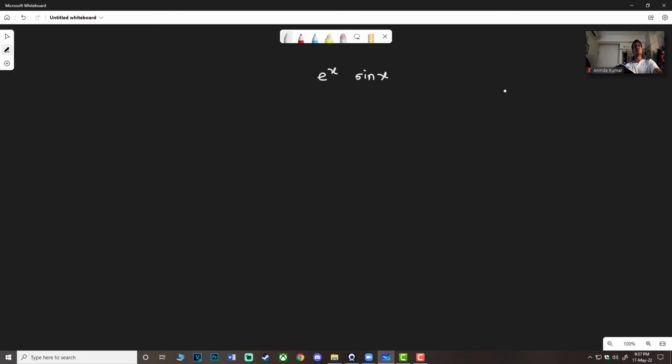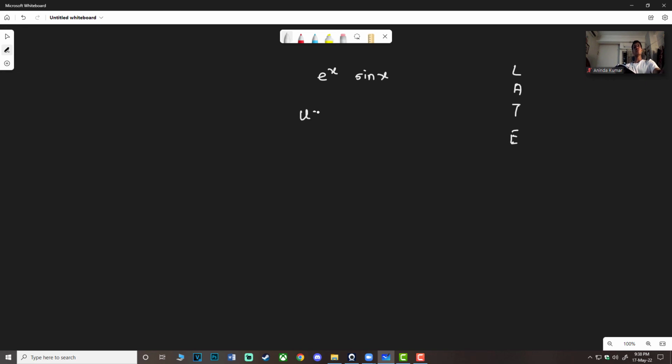So we have to follow this LATE acronym. L stands for logarithms, A stands for algebraic functions like x cube, x square, root of x plus 1, T means trigonometric functions, and E means exponentials. Since exponential comes at the bottom, we will take our u as the exponential, that is E. That is how this rule works.